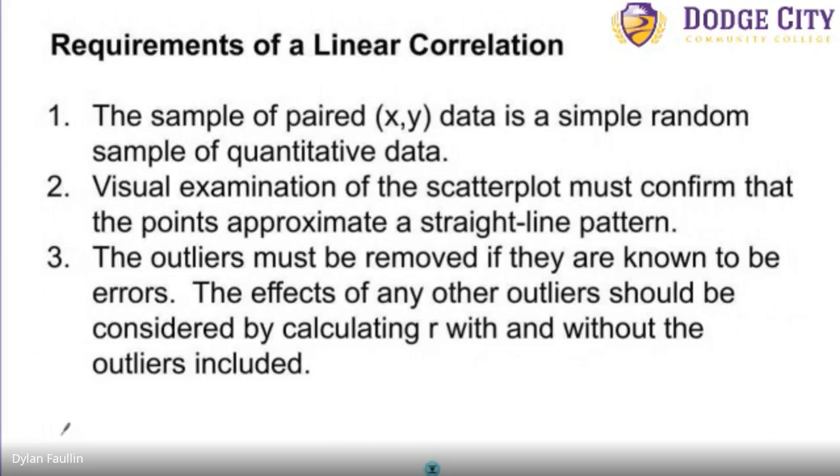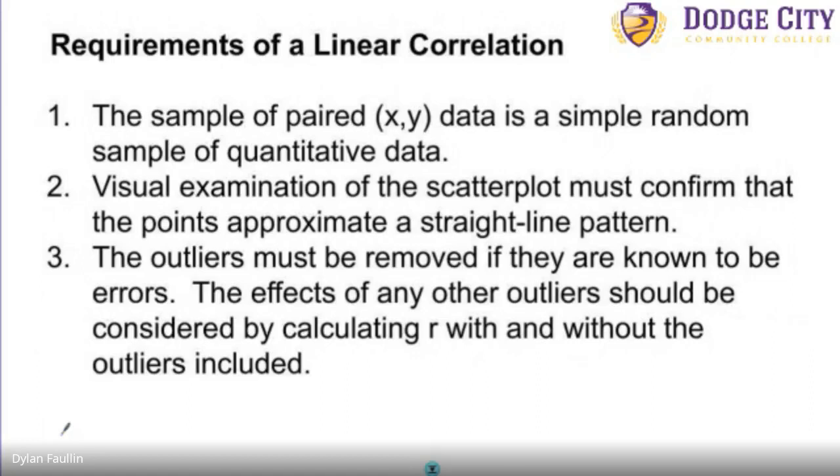Visual examination of the scatter plot must confirm that the points approximate a straight line pattern. You should check on that because sometimes the math can be fooled, where the math seems to point to a linear relationship, but then when you look at the points, you can tell there really isn't one. So you want to confirm that when you plot the points, there is a straight line pattern occurring. Again, it doesn't have to line up perfectly on a straight line, but if it's on some kind of narrow band, that would be good enough.